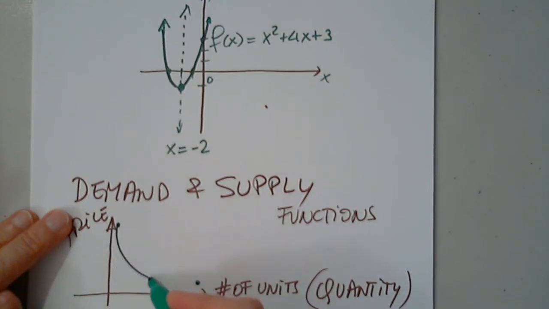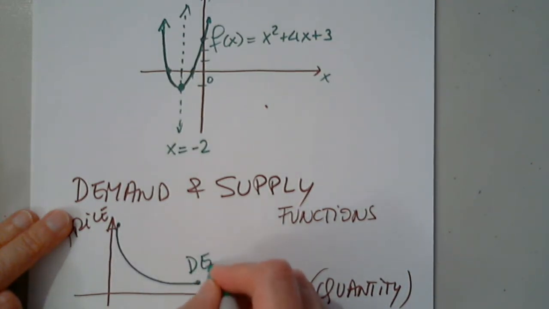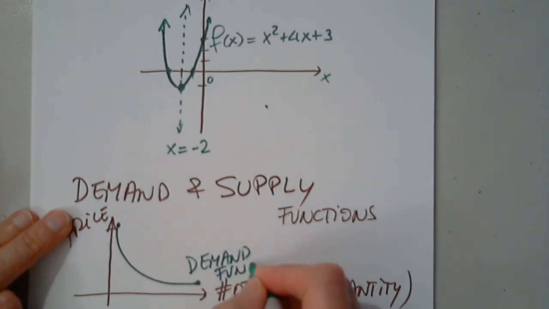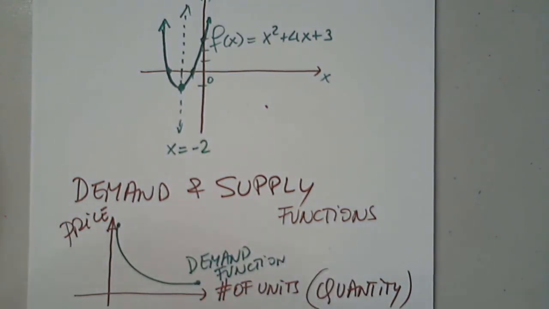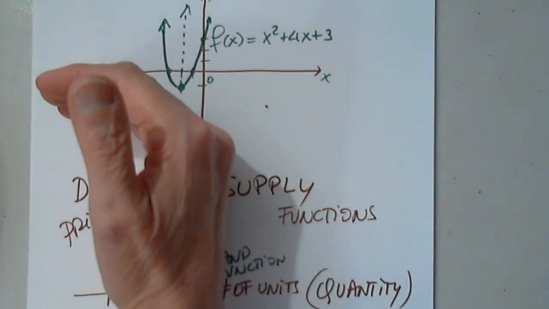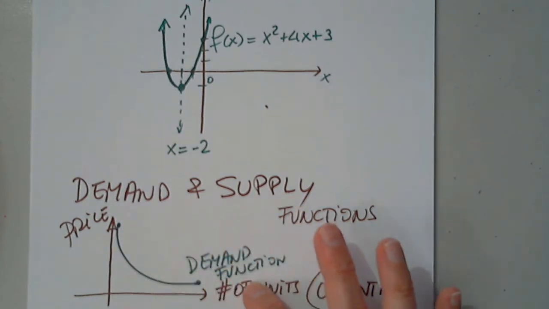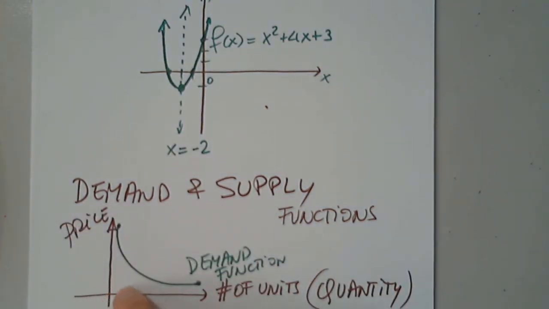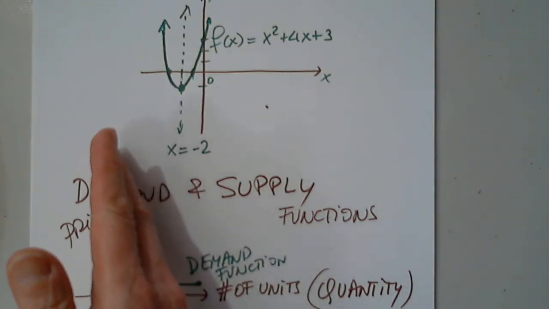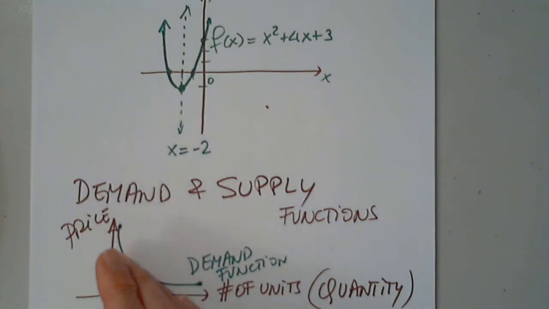So here's an example of a demand function. Price is high, we can afford 1 unit or 2. Price is very low, we can afford a lot more units. So the demand is always a decreasing function. The higher the price, the less we can afford. The lower the price, the more units we can afford.